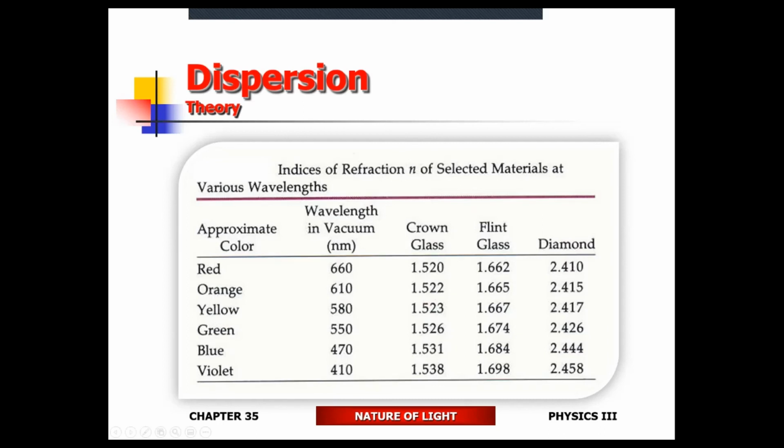All right, so red is a larger wavelength, so it's going to travel faster through the material. Which means it's going to have an index of refraction smaller than the color violet, which means that the violet is going to be moving slower through the material than red. So that statement is true. I don't care what kind of glass or diamond you're using.